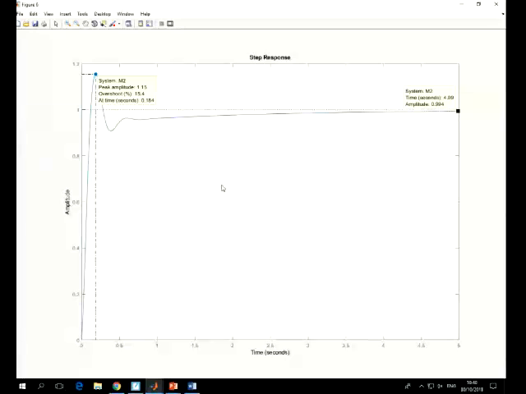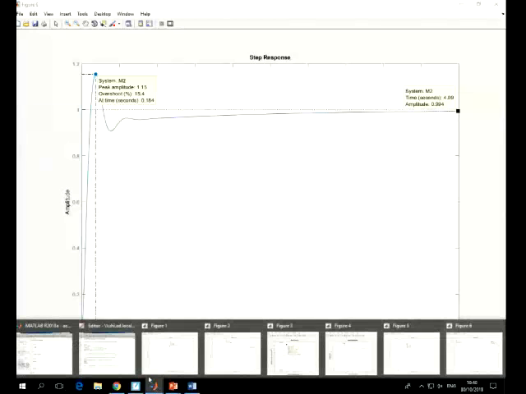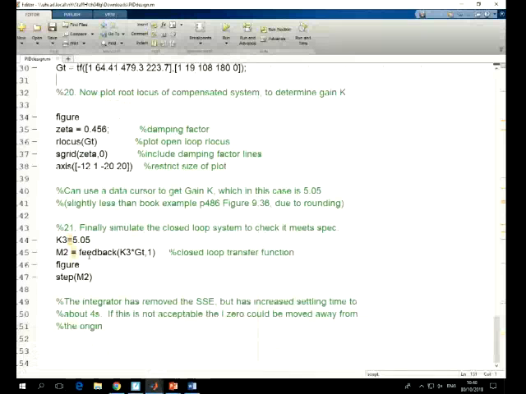Right. Okay, when you do this, you might find that your controller doesn't quite meet the spec. You can play with this final K value. The easiest way to tune it is to just change that K value until you get something that's close to the spec.